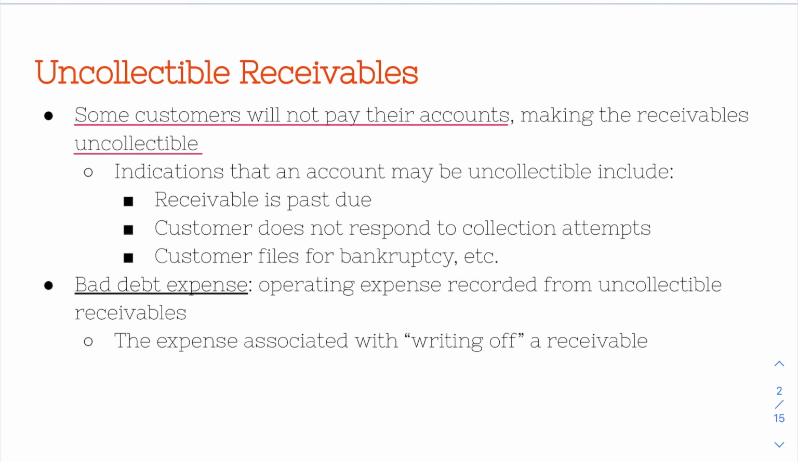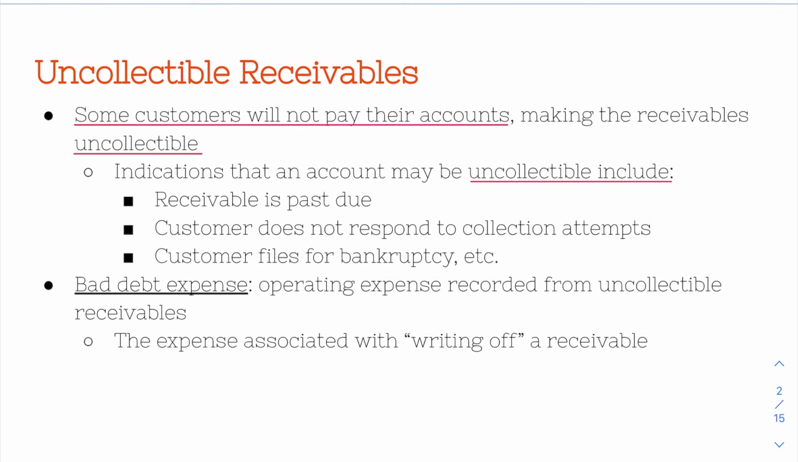Some indications that an account may be uncollectible include if the receivable is past due. So if you were supposed to be paid in, let's say 30 days, it's been 40 days, that might be a cause for concern. If the customer does not respond to collection attempts, that also might be a problem. If the customer files for bankruptcy, that might be another sign that the account might be uncollectible.